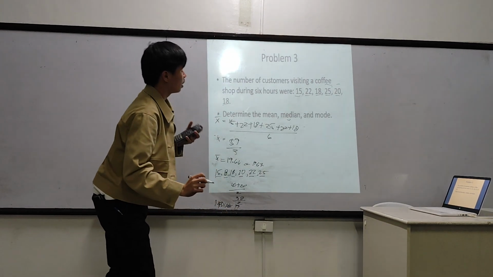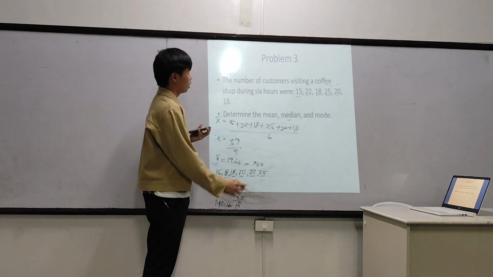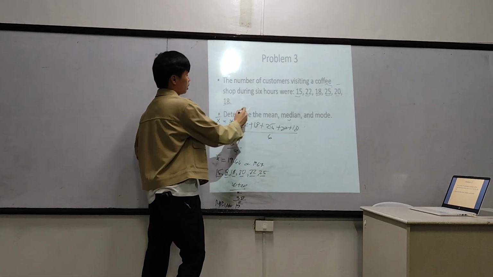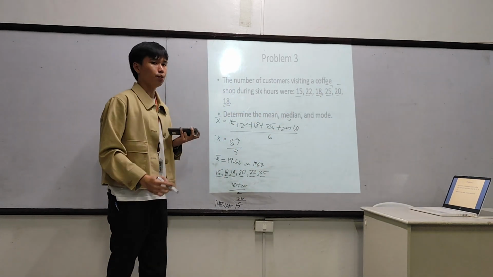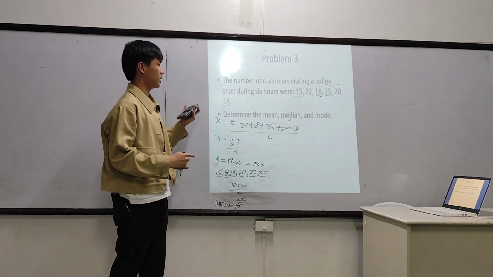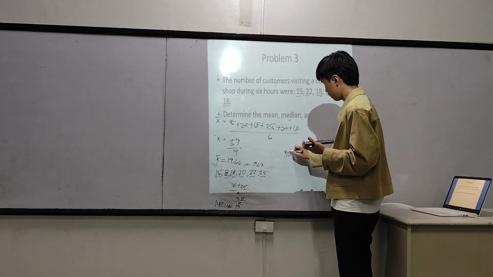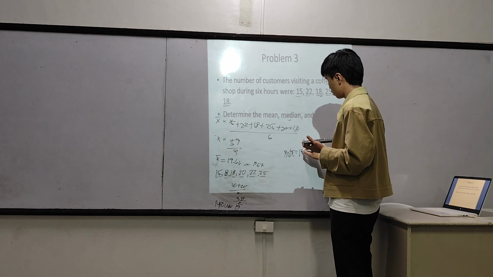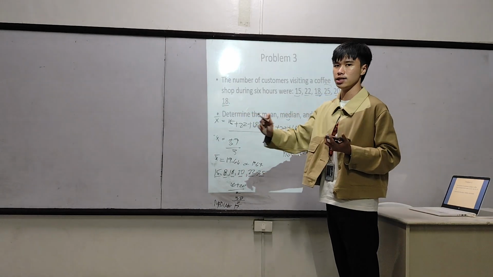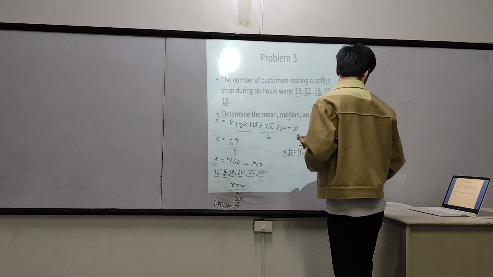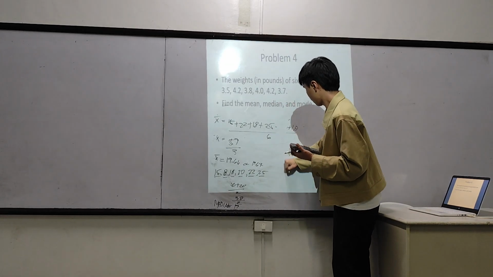To find the mode, let's find the repeated number in this data set. As we can see, the repeated number is 18, where we can see the number 18 twice in this data set. So the mode is 18, the repeated number here in the data set. Now let's proceed to problem number 4.